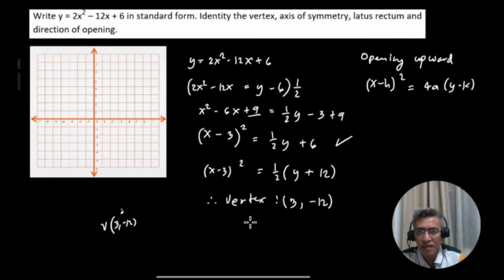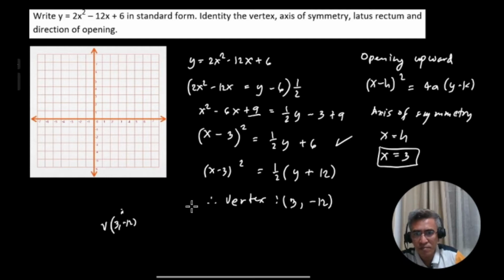and that's the vertex. And to find the axis of symmetry, the formula based on the axis which is vertical, the formula is x is equal to h. Therefore the axis of symmetry is x is equal to 3.